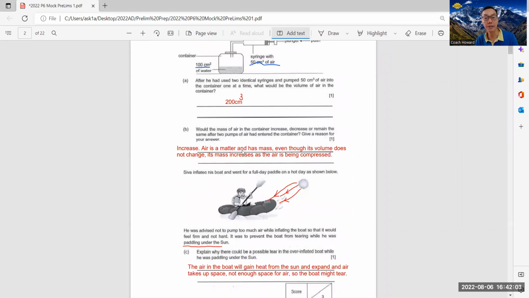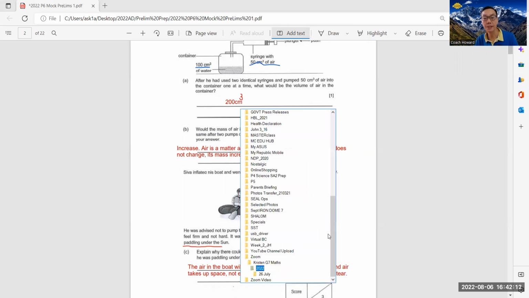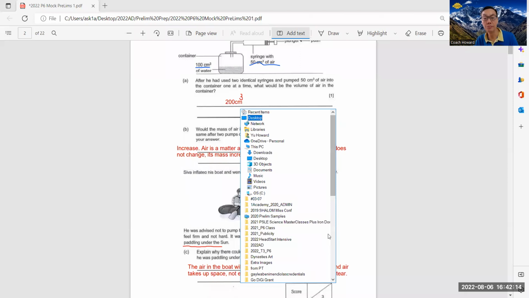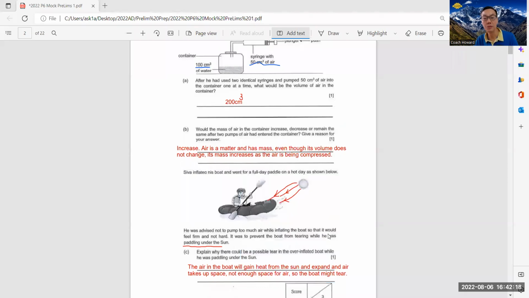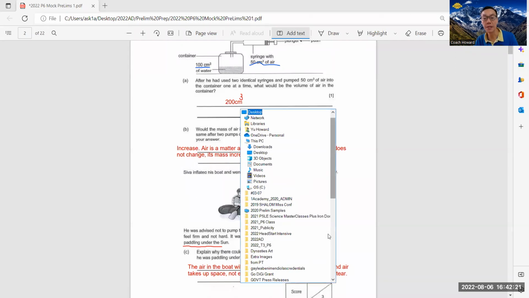So you take note of your chat now. I'm going to send to every one of you the screenshot that I've taken here. This is under Zoom. Hold on first. Let me send.